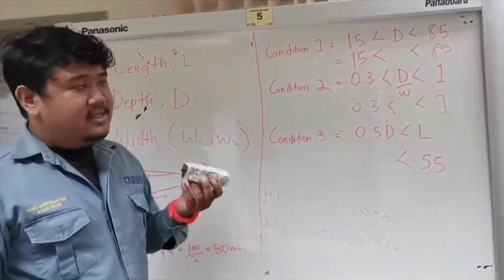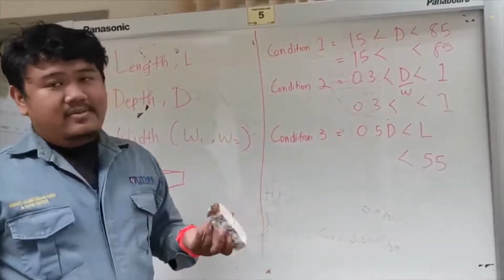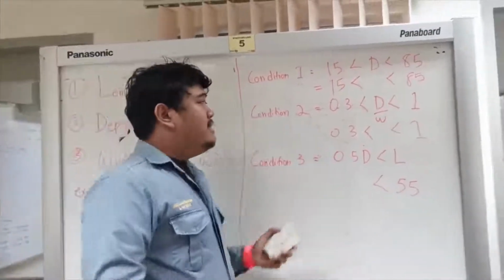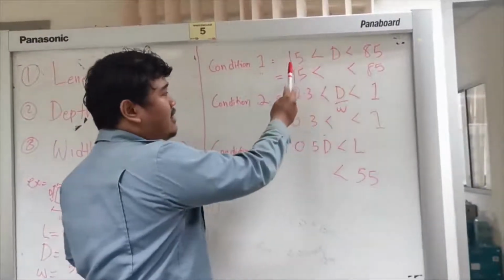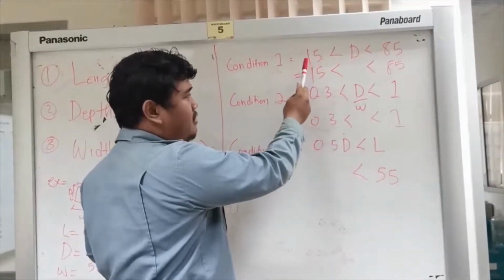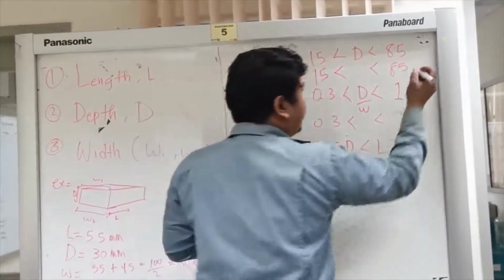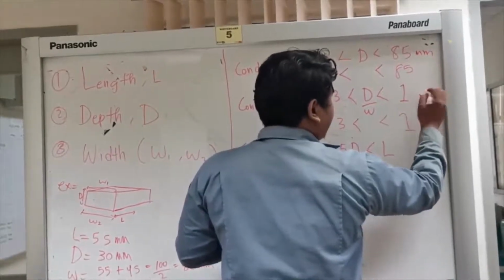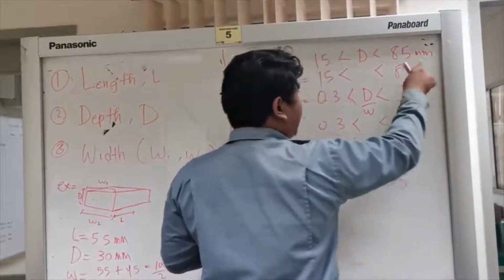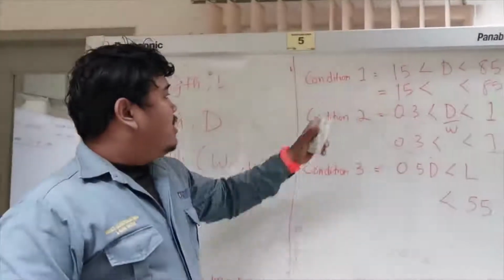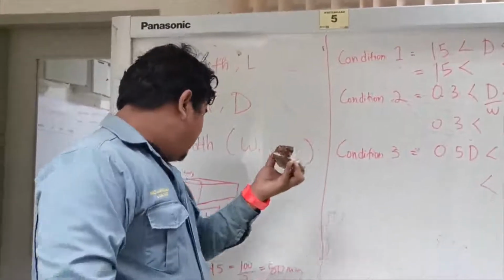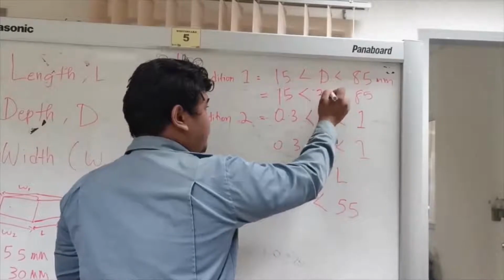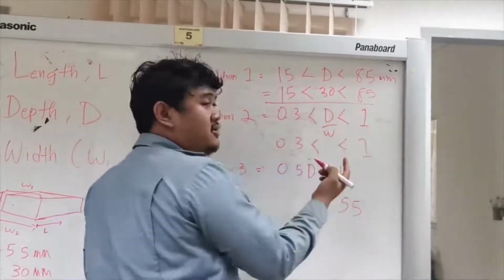So after you've calculated all the parameters, there are three conditions that must be met to ensure the sample that you use is competent for the testing. The first condition, the depth. It must be less than 85 and not less than 15 mm. This is in mm. So for our first condition, for this rock sample, the depth is 30 mm. So the first condition is met.